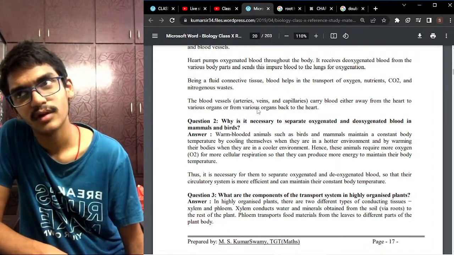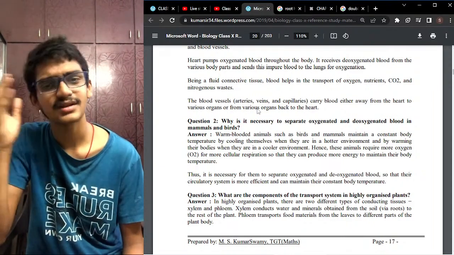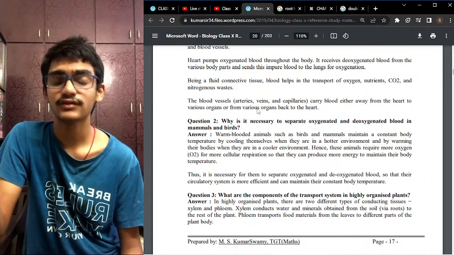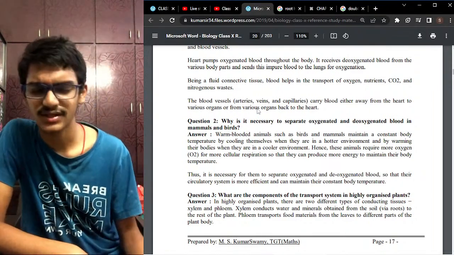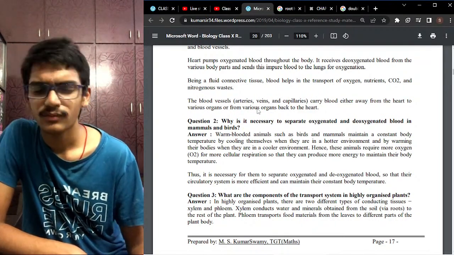If it is asked, you can also mention that the 4 chambers of the heart are present: right auricle, right ventricle, left auricle, left ventricle. You can mention the 4 chambers if it is asked for a 3-mark question, and if it is for 1 mark or 2 marks, it is not required.